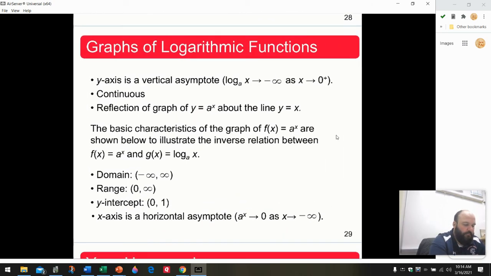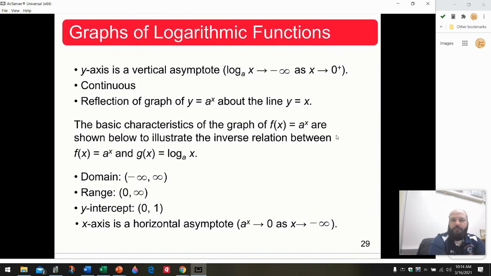So there's some more notes about the graph of a logarithmic function. As I said before, it is continuous. It's a reflection about the line y equals x of an exponential function.